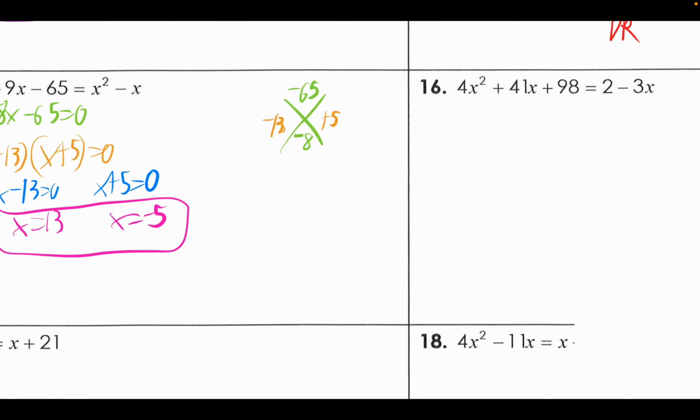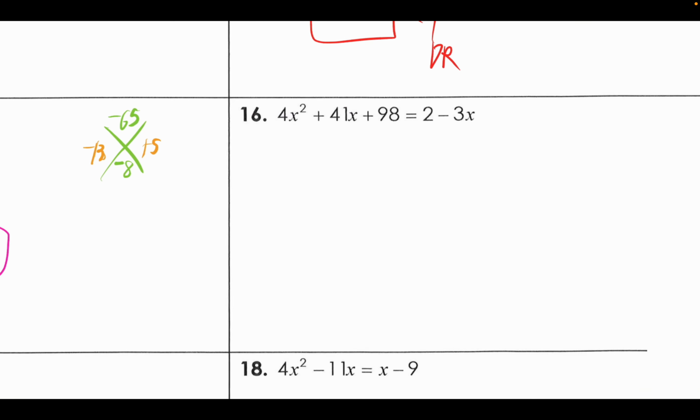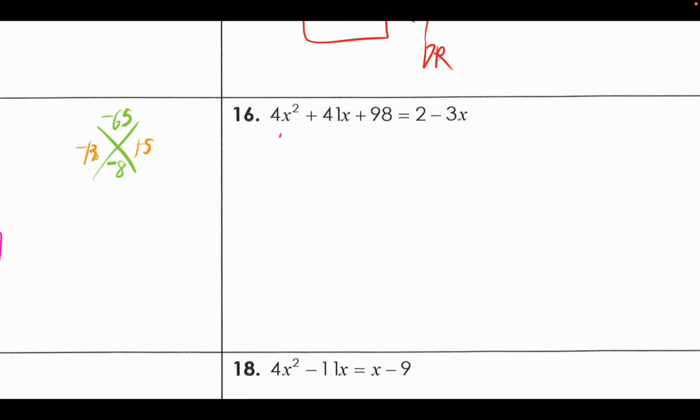As we look at number 16, we would need to subtract 2 and add 3x to get everything on one side. So I get 4x squared plus 44x plus 96 equals 0. Thankfully, there is a GCF here of 4, so we take out the 4 and we get 4 times parentheses, x squared plus 11x plus 24 equals 0.